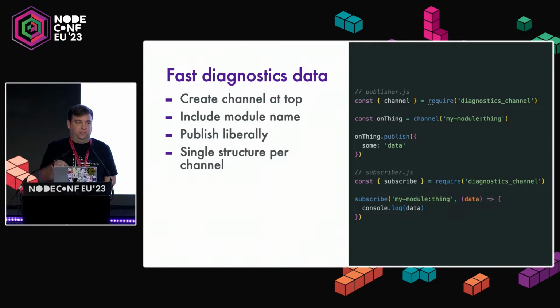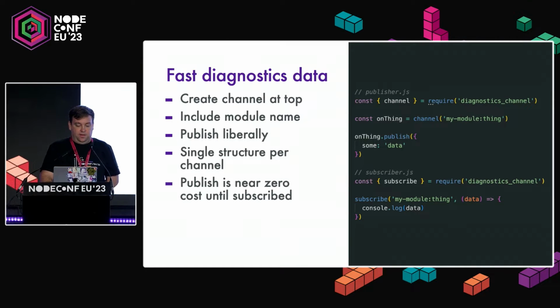Each channel should have a single object structure. If you find yourself wanting to communicate different structures of data, you probably want to have multiple channels. And publish is near zero cost until there's a subscriber. If there are no subscribers, then the publish actually does nothing. It doesn't actually check if there's anything to publish to.